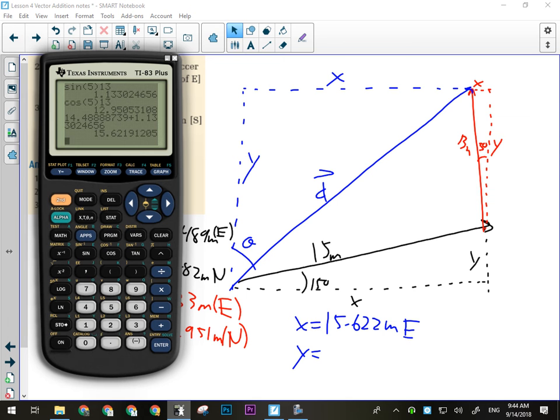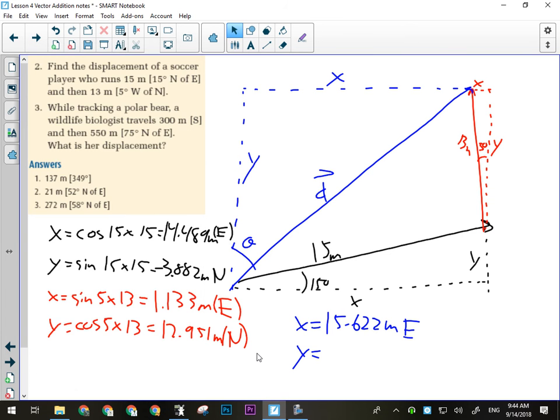And our y component, again, we just add those two together. All right, so we'll have sine of 15 times 15, plus the cos of 5 times 13. Okay, so we're looking at 16.833 for that one, and that's north.